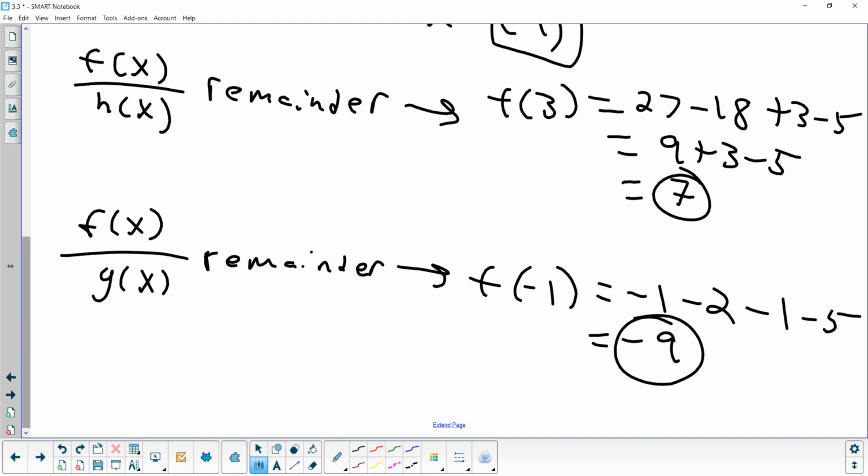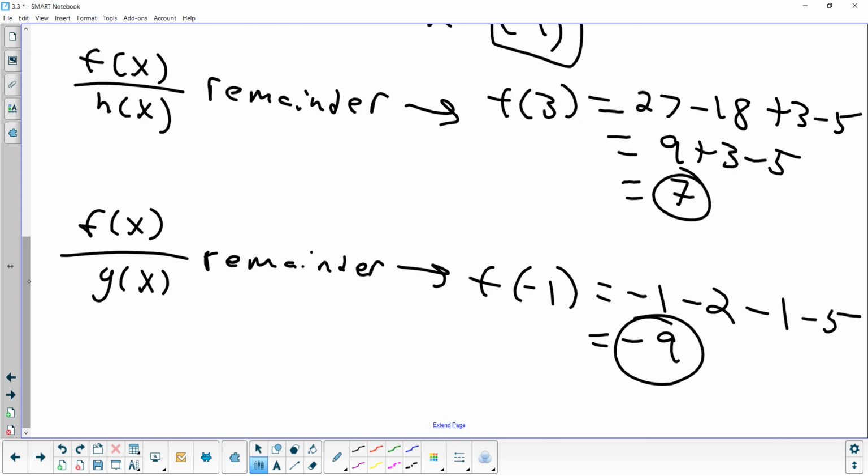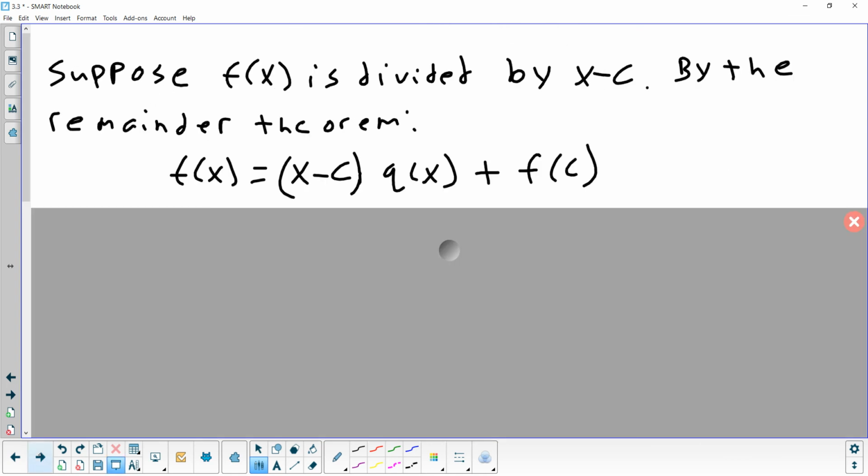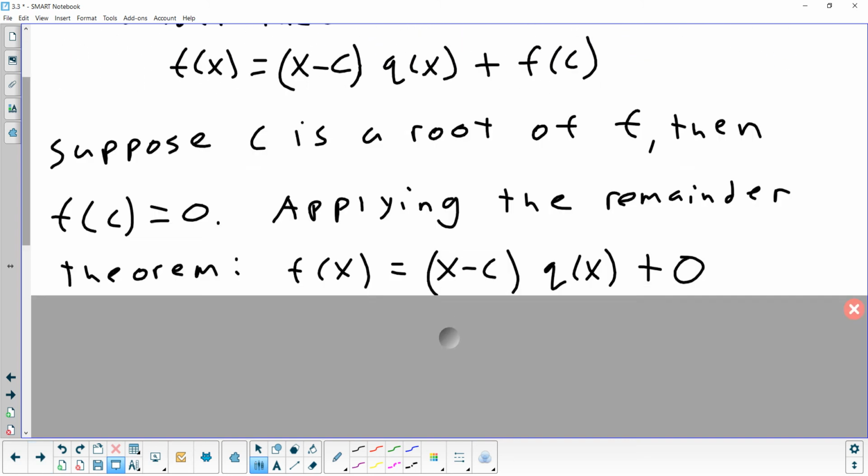What is a factor? We're not really figuring that out right now. But we know these are not factors. Okay. Any question on that? So that's what we just used right there. That's called the remainder theorem.